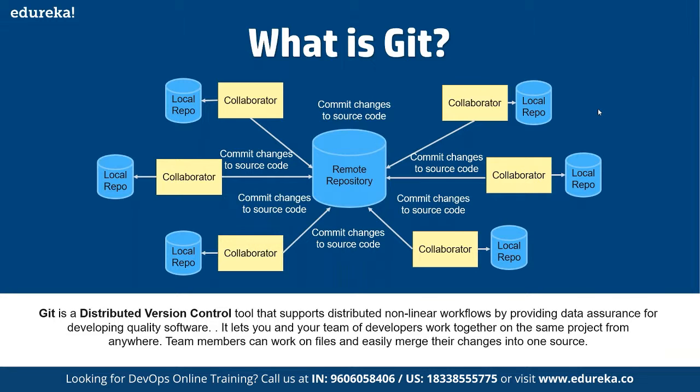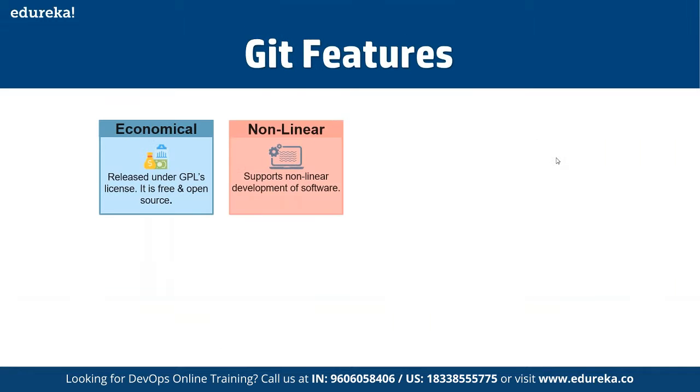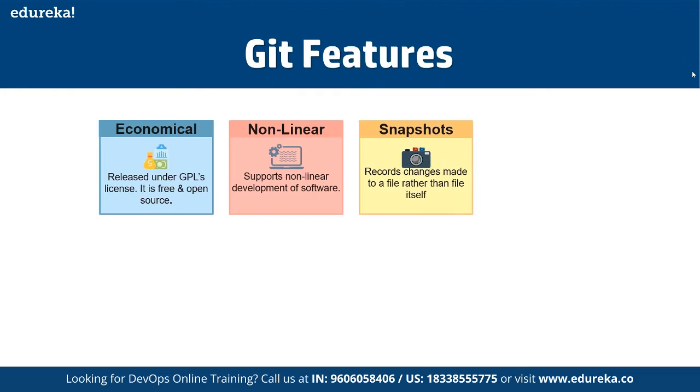They can store the entire files for a project in a centralized location, and then they can track multiple changes done to the same file by using the versioning offered by Git. So if you talk about Git features, then it is economical. That means there are no licensing fees involved here. It's free and open source under the GPL license. Then it is non-linear. That means there is no sequential path that we have to take as a part of development. And it offers snapshots. That means we can record changes made to a file rather than the file itself.